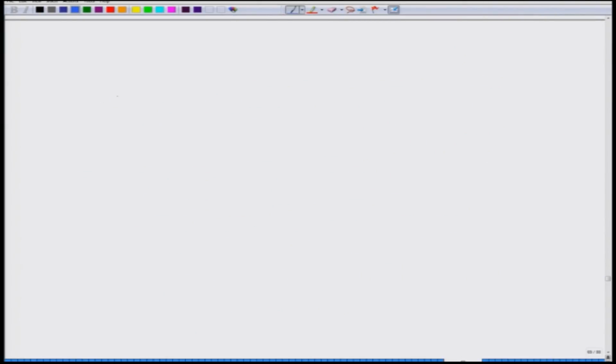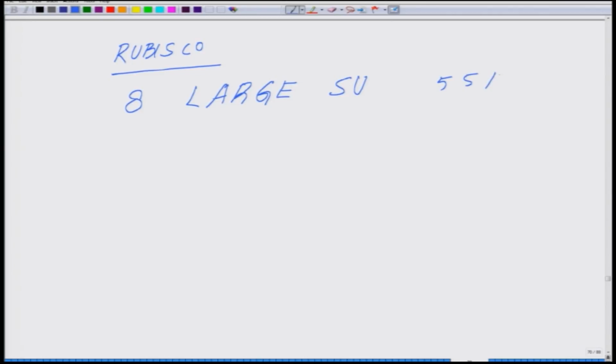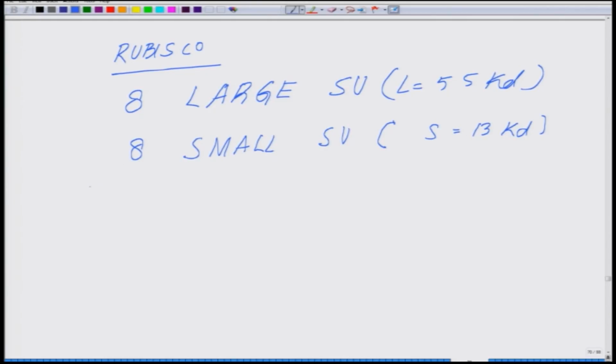And RUBISCO in chloroplast consists of 8 large subunits, each L is equal to 55 kilodalton, that is the molecular weight of it, and 8 small subunits, where each small subunit consists of 13 kilodalton of protein. Okay. And each L chain contains a catalytic site and a regulatory site.